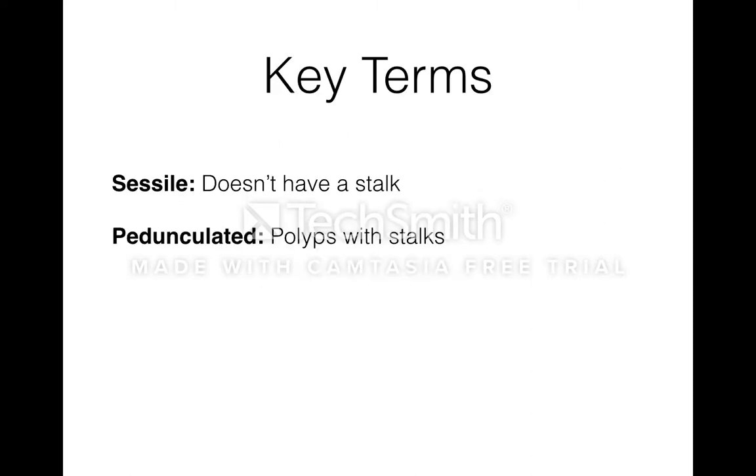To start, let's review some important terms. When we talk about a sessile lesion, we're just referring to a polyp or mass that doesn't have a stalk, so it's just kind of sitting on the wall of the colon. When we say pedunculated, we are referring to a polyp with a stalk. In other words, it looks like a lollipop.